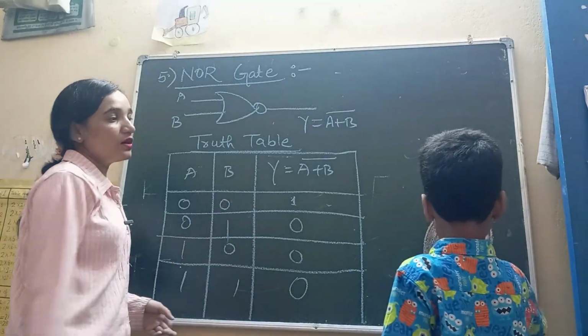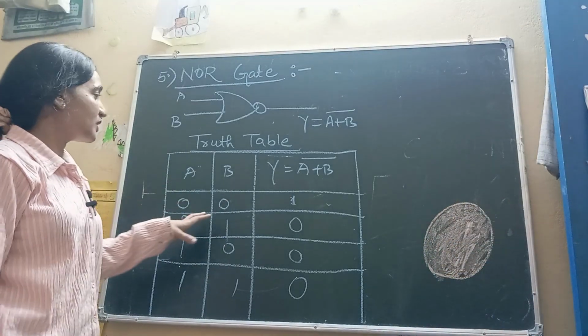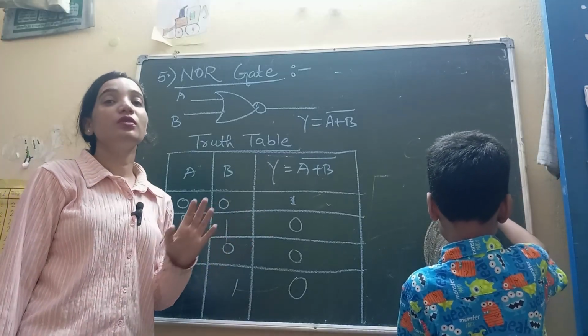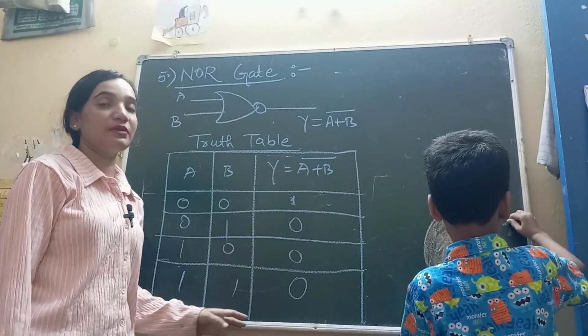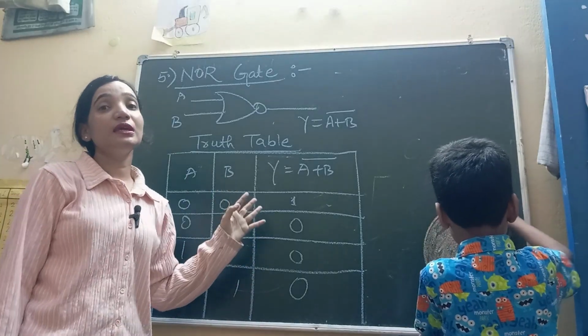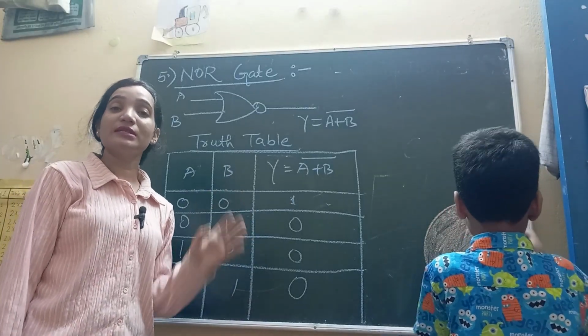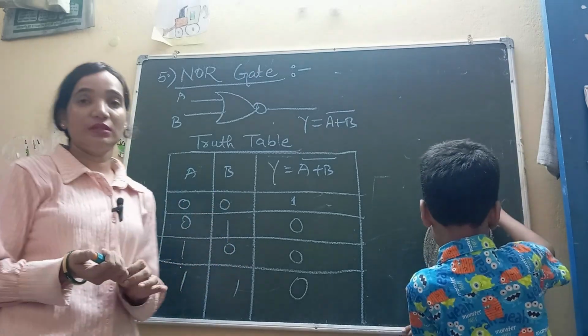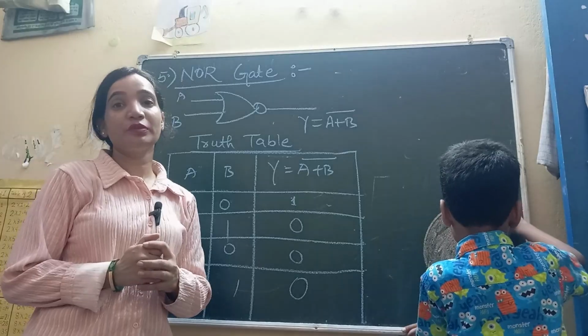So we can see the NOR gate output is only high when all the inputs are low. Otherwise the output will be low, and this is exactly the opposite. The truth table is exactly the opposite of the OR gate. So the NOR gate is also a universal gate.